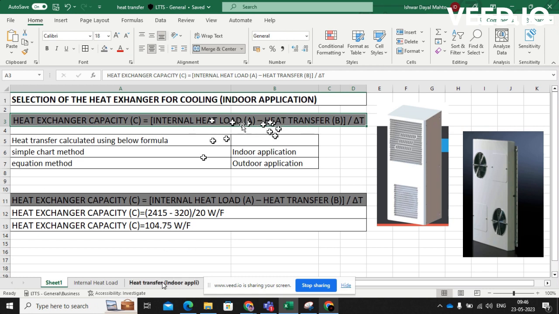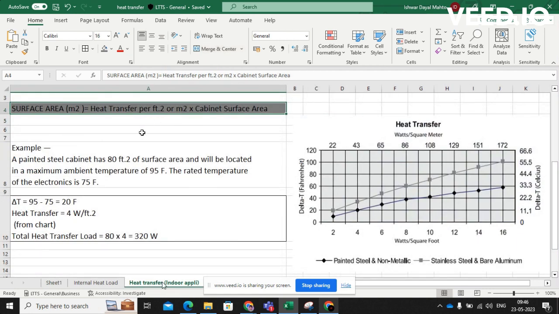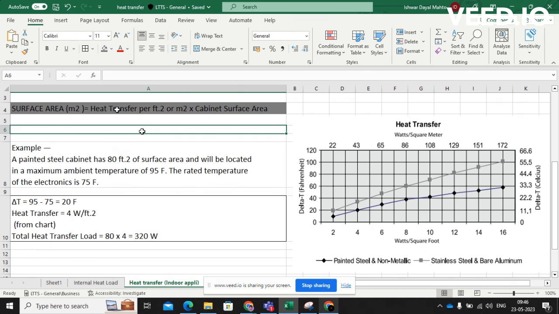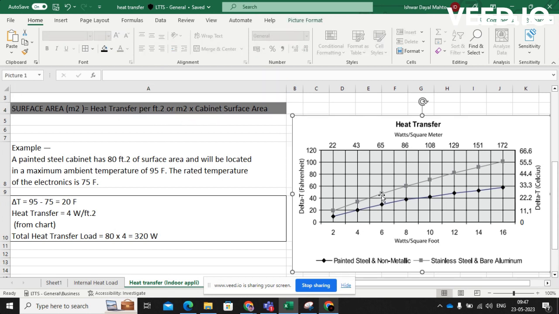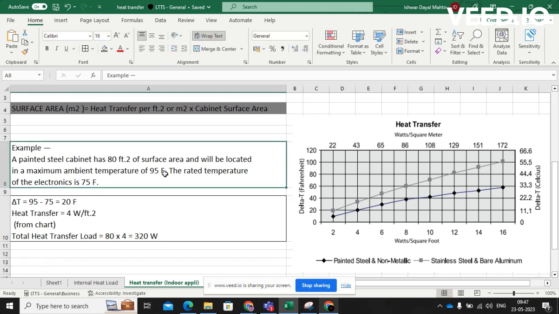So now how do we calculate the heat transfer for this indoor application? First, we need to calculate the surface area of the cabinet. Then we need to multiply by the heat transfer per square foot or per square meter. So this is the chart that we will be using to calculate the heat transfer load. Now let us take one example.